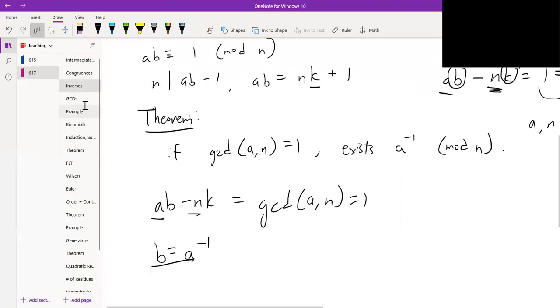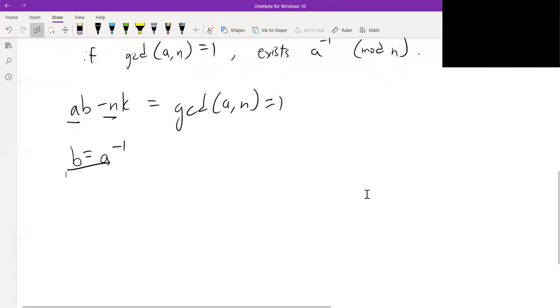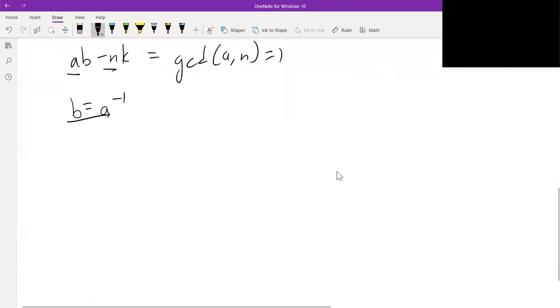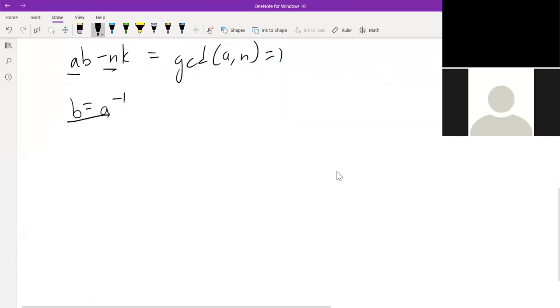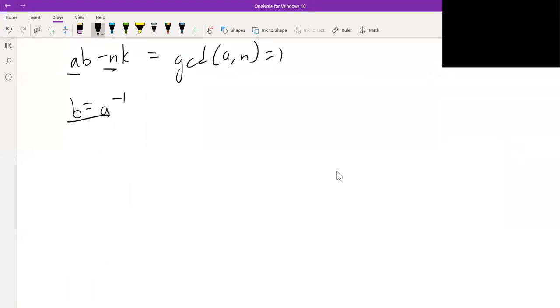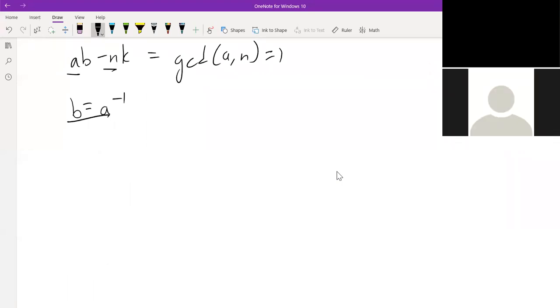So we've talked about inverses now, and actually, let's talk about one more thing regarding inverses. Because we have inverses now, we're actually able to solve equations such as ax plus b is congruent to c mod n. So this is called a linear congruence. It's like a linear equation, but with congruences.